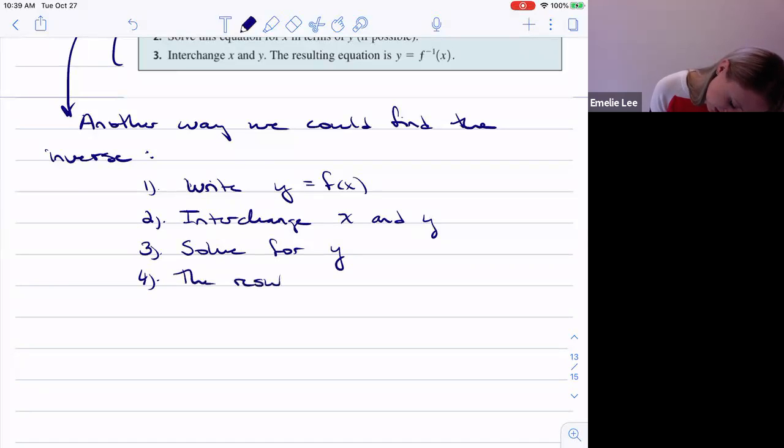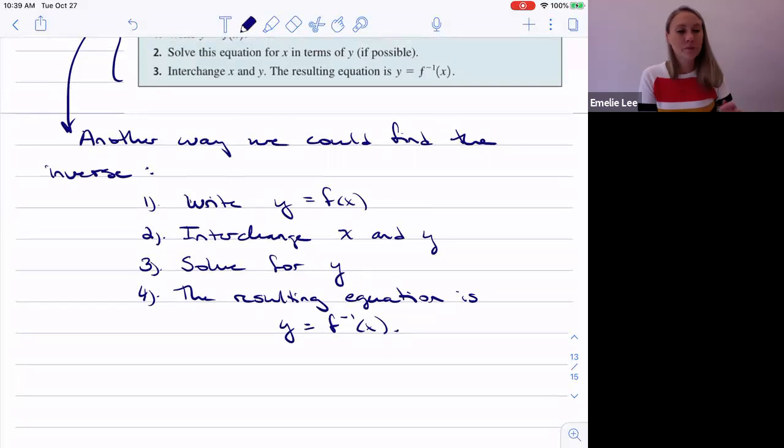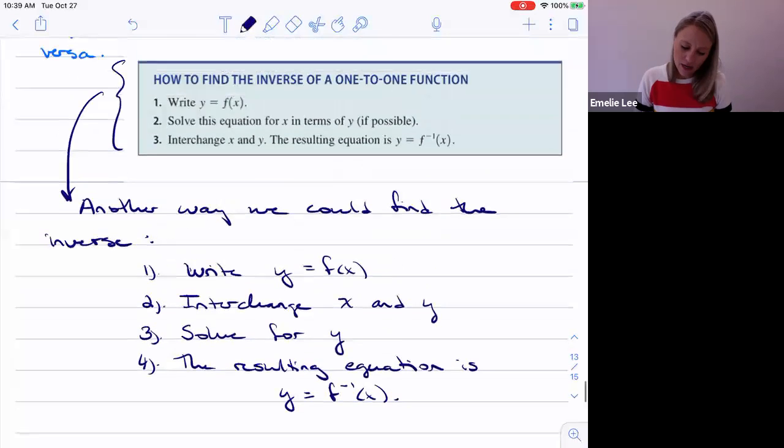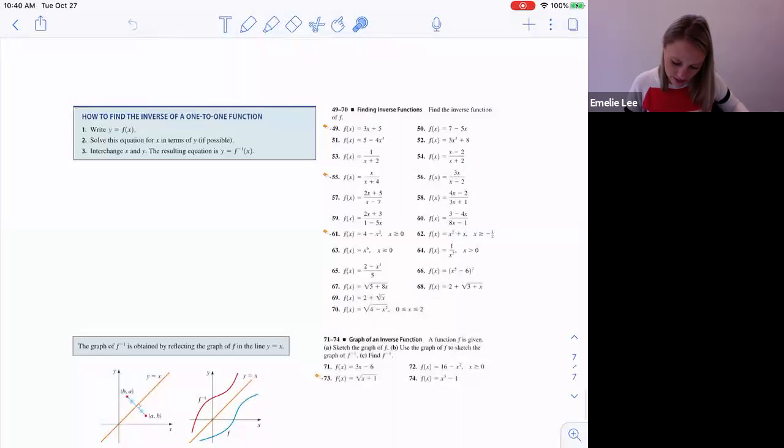The resulting equation is y equals the f inverse of x. Okay. So it doesn't actually matter. You end up at the same thing, but I just want to introduce this because I have a feeling this is how I was taught when I did it in high school. And so I just feel like that's what I should be telling you guys too. If you've had it before, or if this is how you did it, either way, we should end up at the same inverses, right? And so it doesn't actually matter. So let's give this a go here.